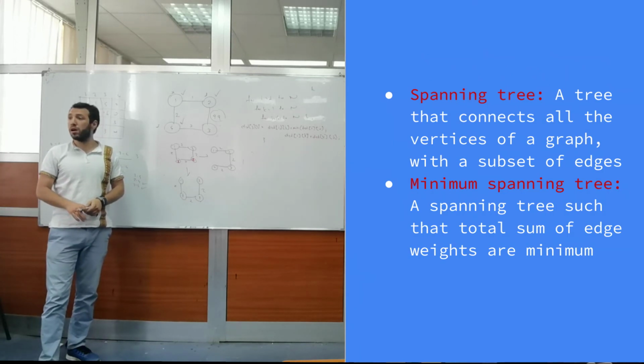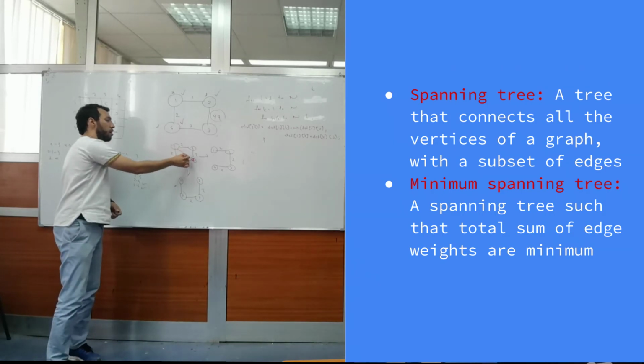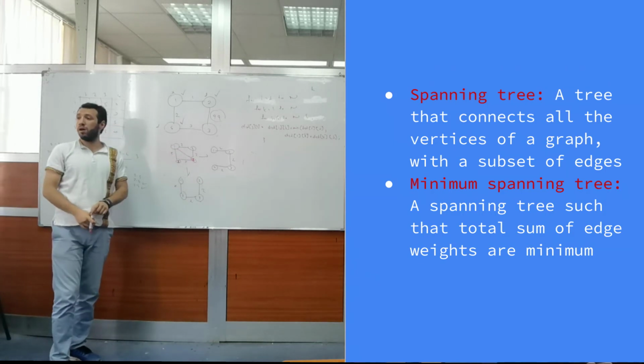So if there is an edge between 1 and 3, the diagonal, that means we can't find the spanning tree.